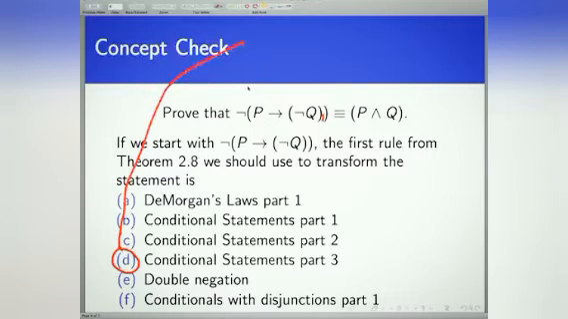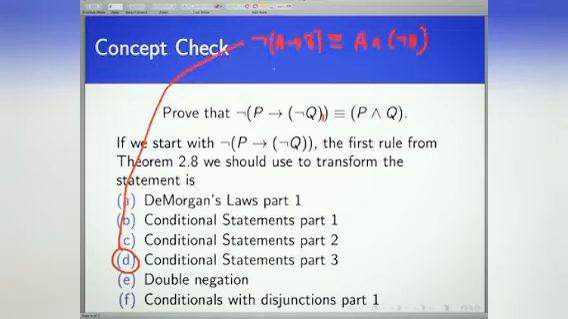I'm going to rewrite that up here. I'm going to swap the P and Q out from Theorem 2.8 with A and B just to keep it a little clearer here. Conditional statements part 3 would say that the negation of A implies B is equivalent to A and the negation of B.